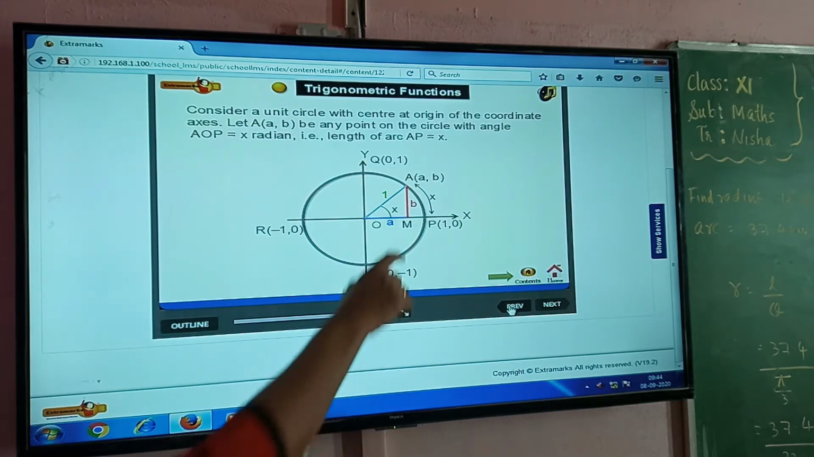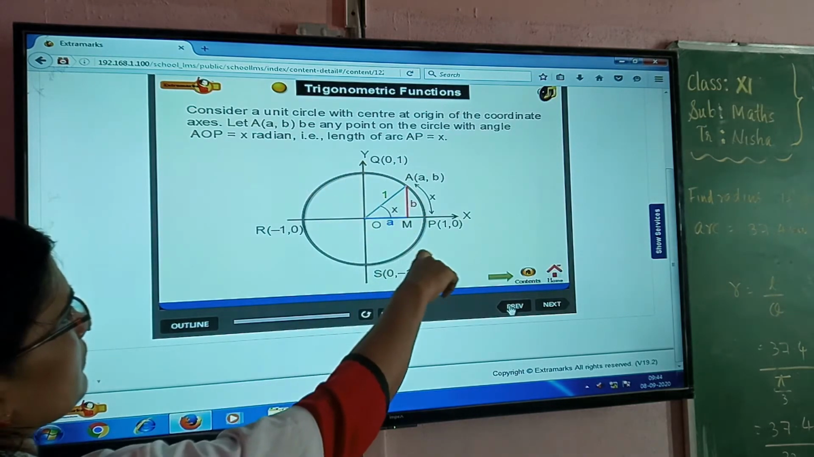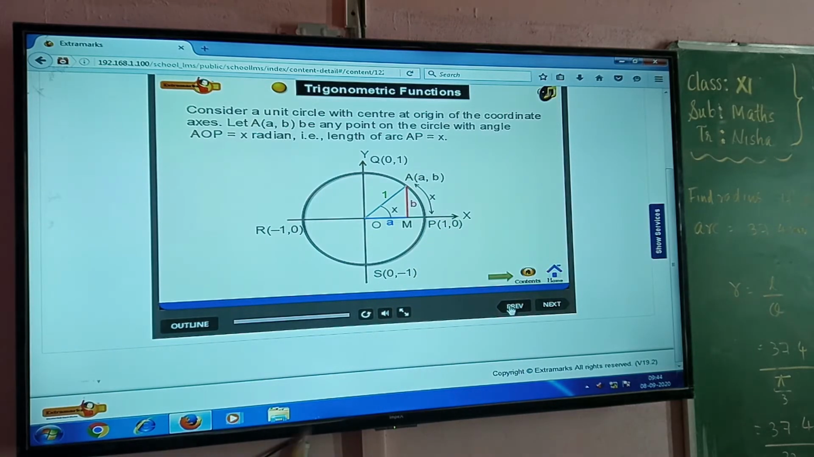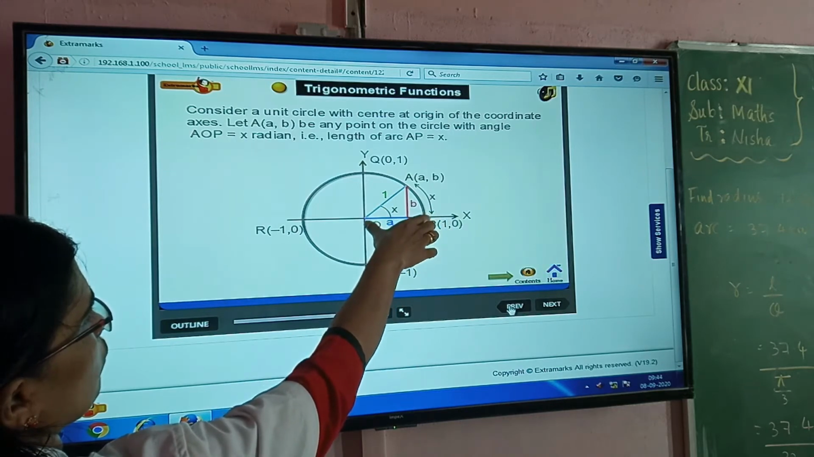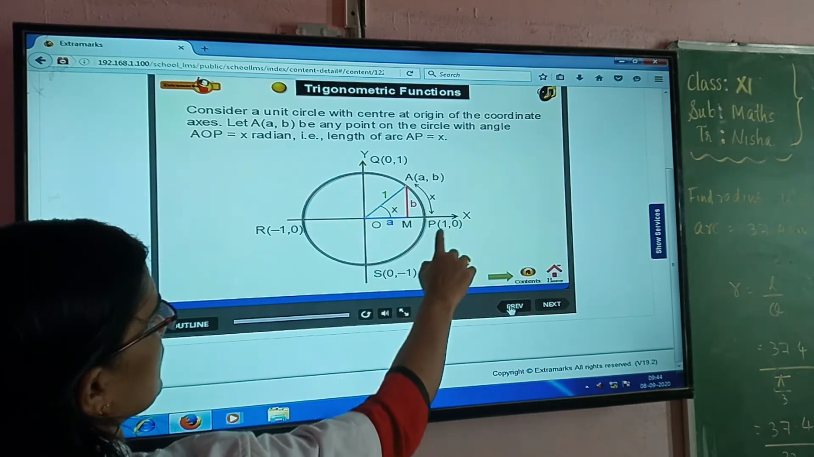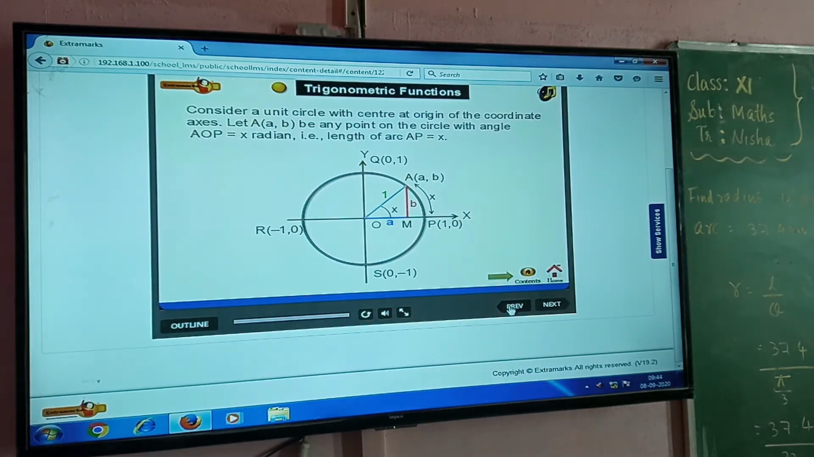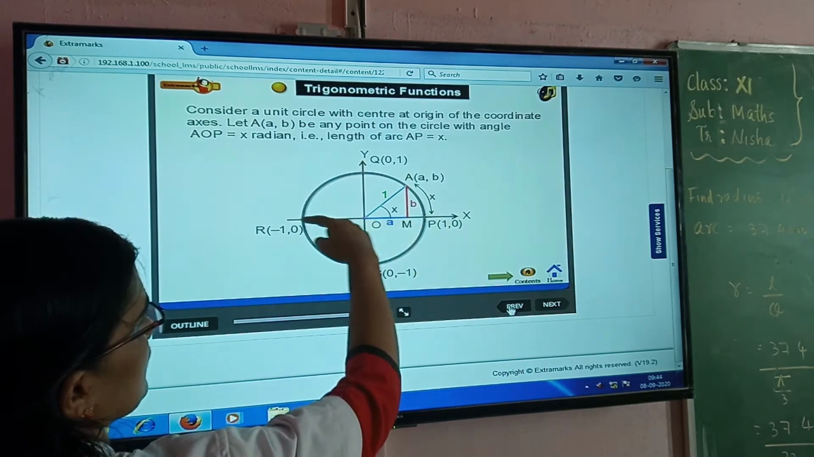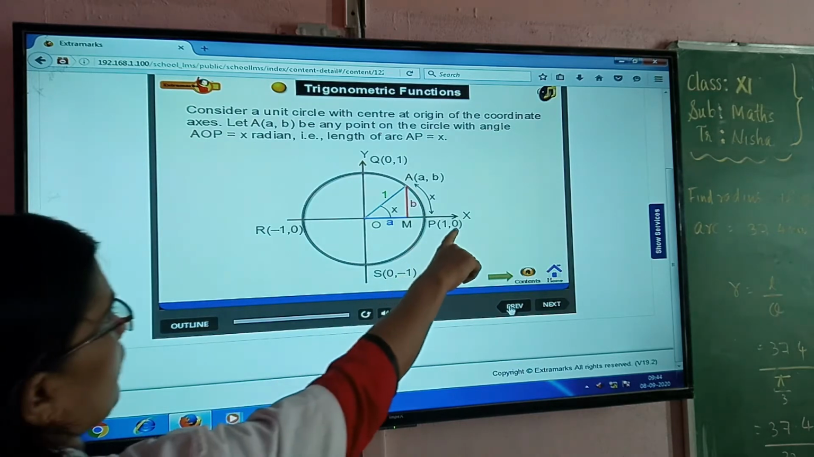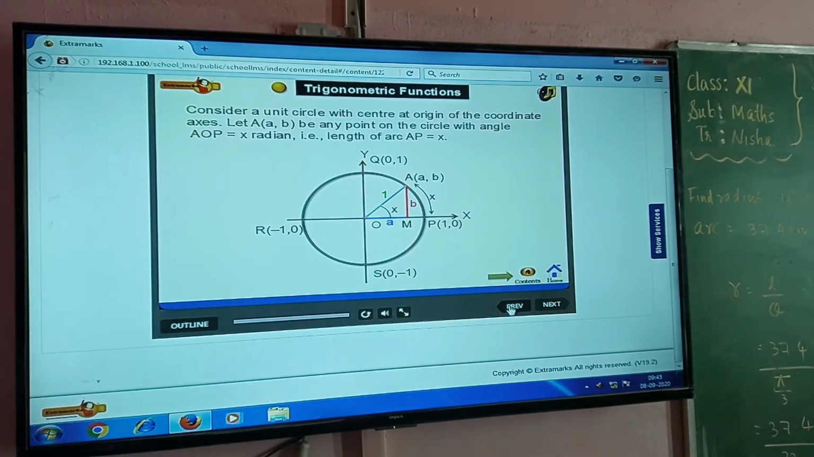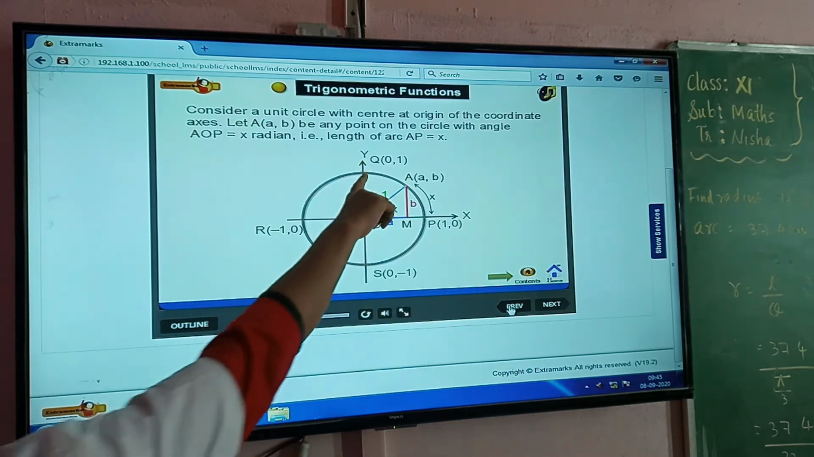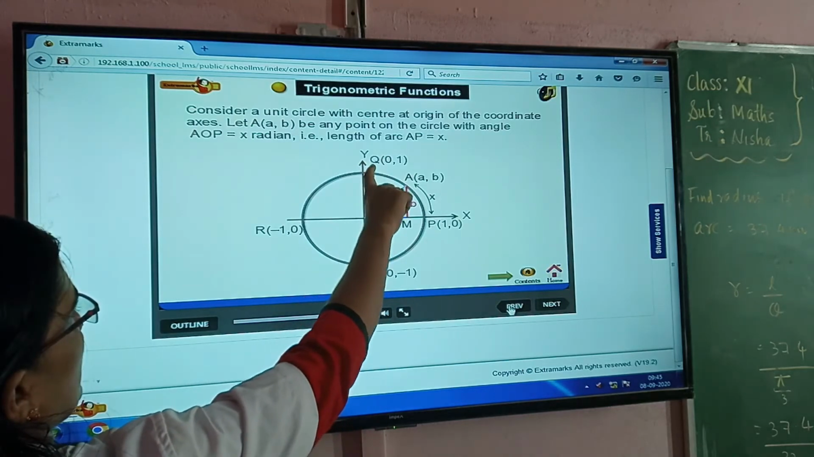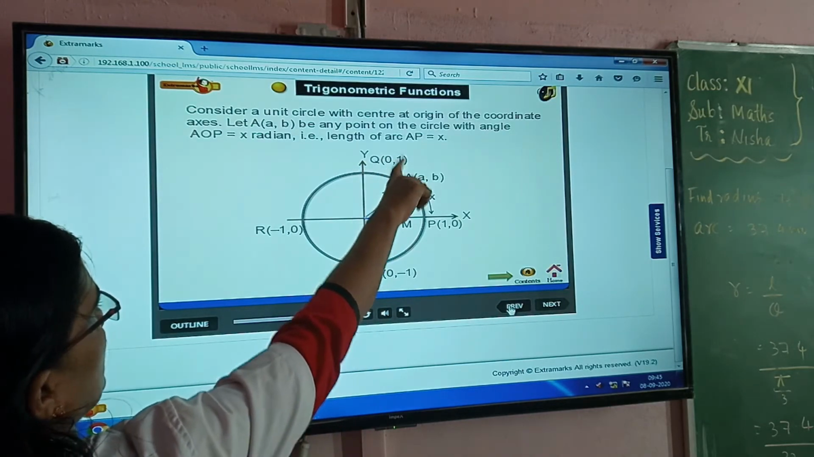Now here, since this is a unit circle, the point P will be (1, 0). Since OP is equal to 1 centimeter and this is along x-axis, P is equal to (1, 0). Understood? The x coordinate is 1, and since this is along x-axis, the y coordinate is equal to 0. So P is the point (1, 0). Similarly, this point Q is equal to (0, 1). This point Q is along y-axis, so x will be 0, and since the circle is a unit circle, the y coordinate is equal to 1.